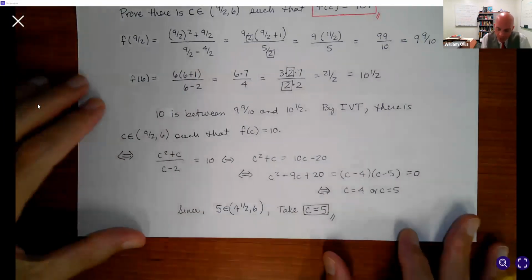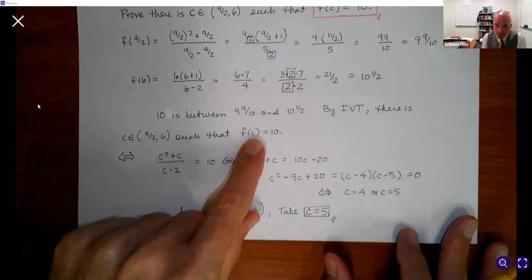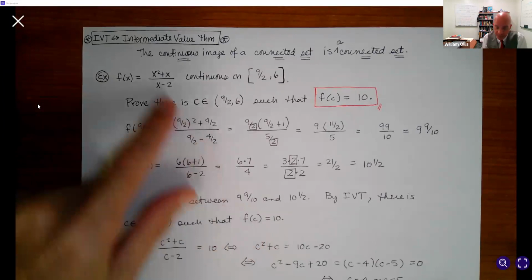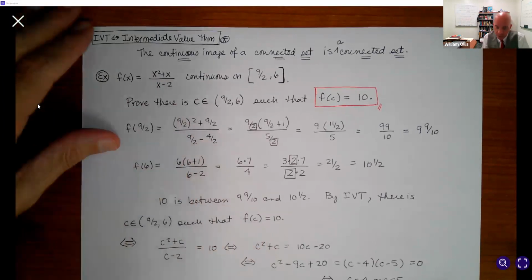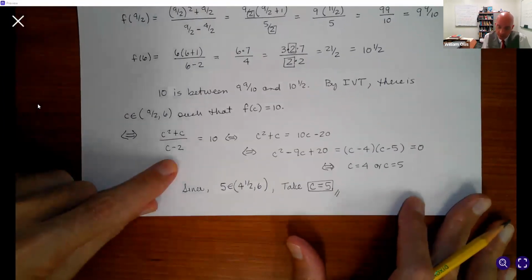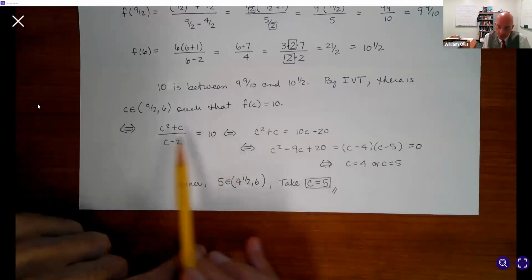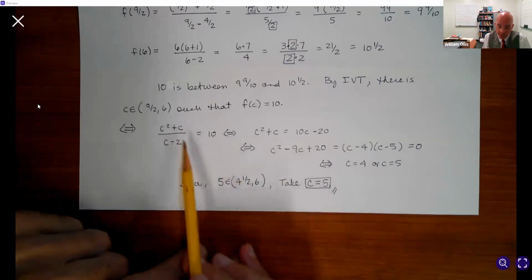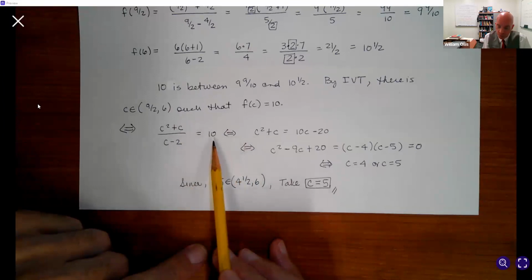Okay, so now we just simply use the functional equation, replace x with c. This is a very simple equation. Set it equal to 10 and just solve it. Okay, so now we have c squared plus c over c minus 2 is equal to 10.